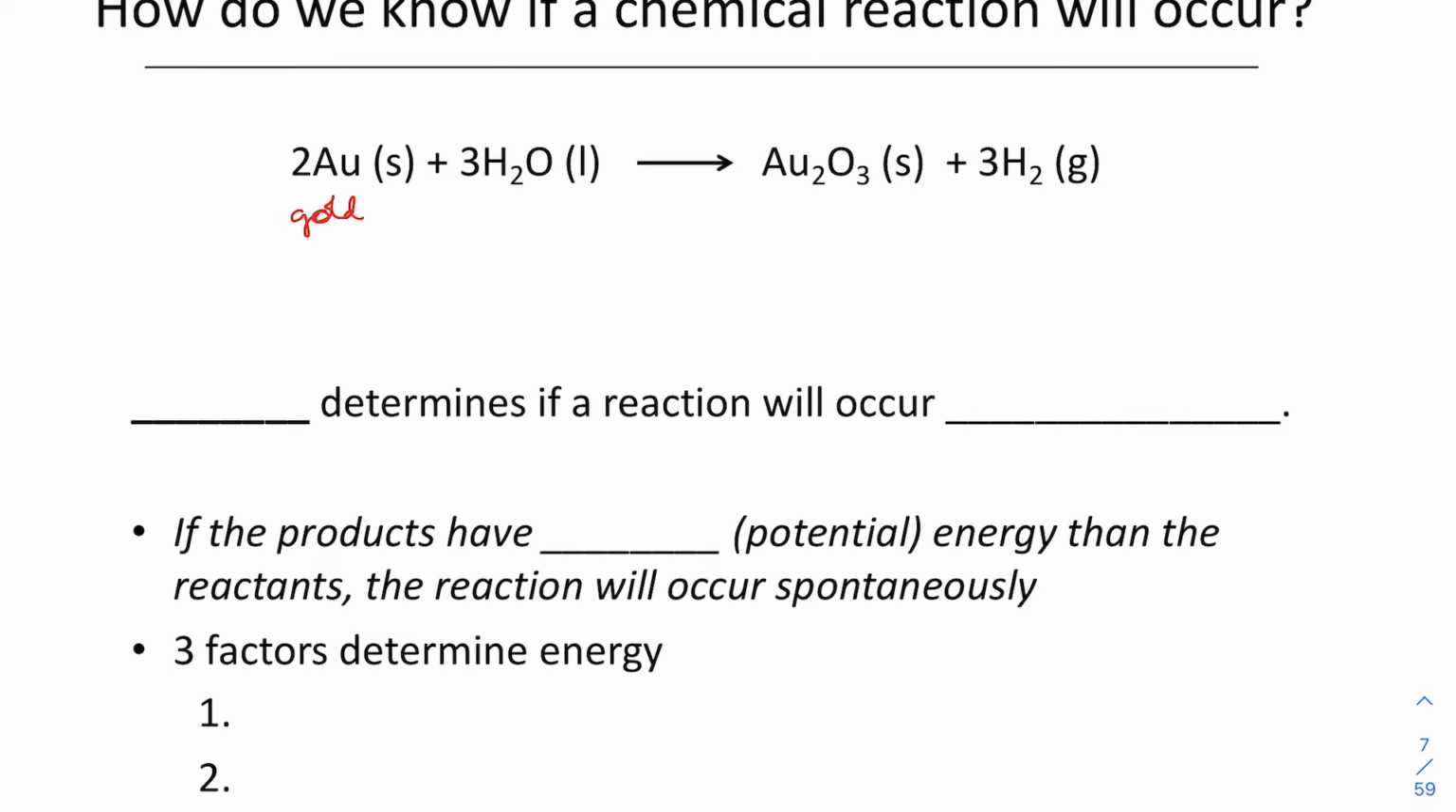Now I want you to think, if I had a gold piece of jewelry, like a necklace or a ring or something, and I dropped it into a cup of water, are you going to see a chemical reaction? And the answer is no. So we can write and balance a reaction for this, but just because I drop a piece of jewelry into a cup of water doesn't mean it's going to start bubbling and making hydrogen gas all on its own. And the reason for this is energy determines if a reaction will occur spontaneously.